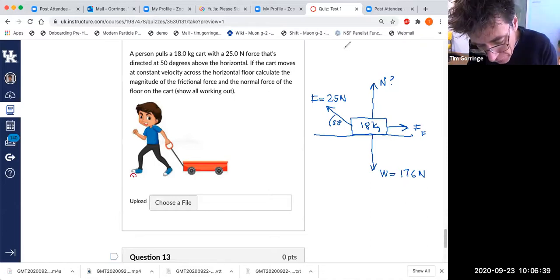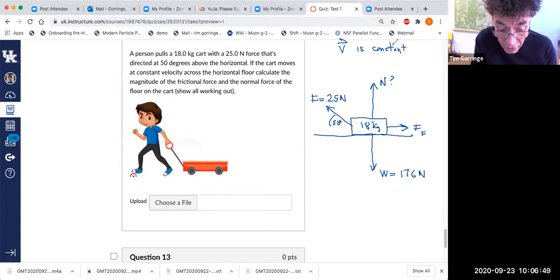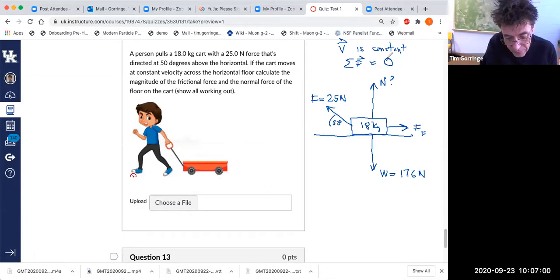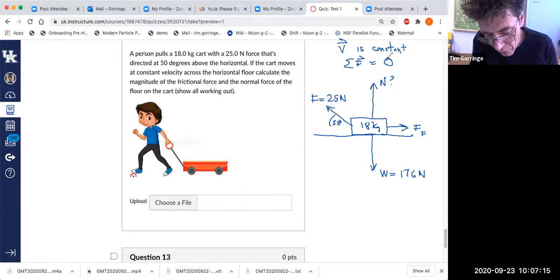And a key point in this problem is that the velocity of the cart is constant. If the velocity is constant, i.e. if there's no acceleration, that means that the sum of the forces that act on the cart must equal 0. And so that's the situation in here, and that's how we're going to solve this problem. Now, the way we're going to solve for the two forces, the frictional force and the normal force, is to consider the horizontal and vertical components of all the forces.